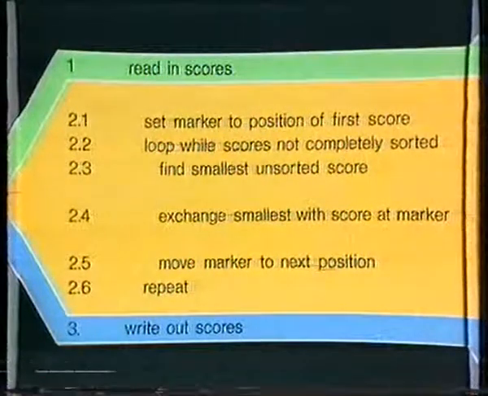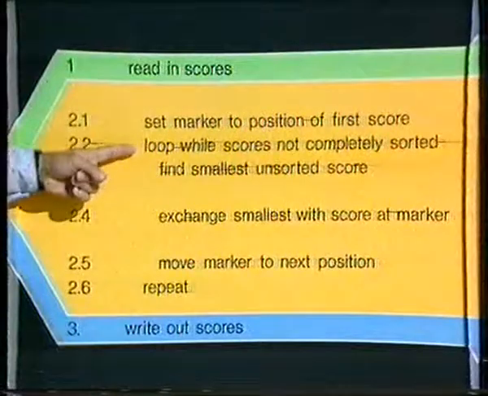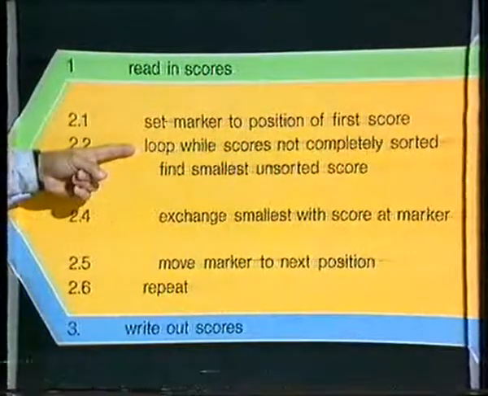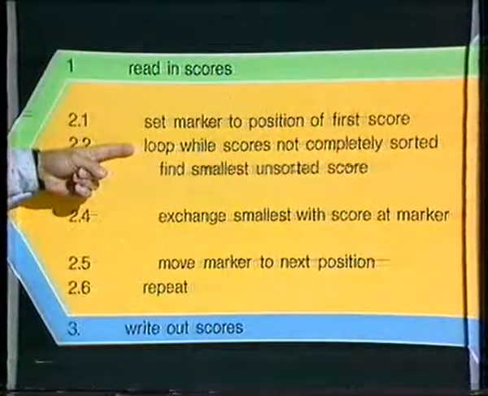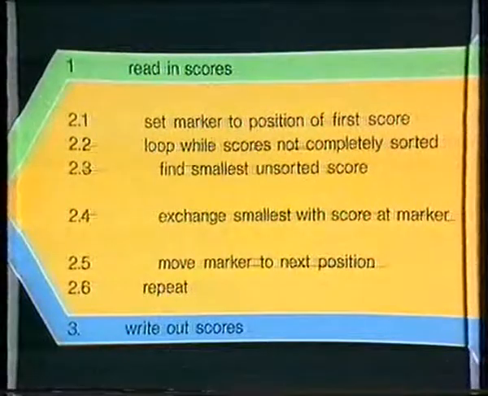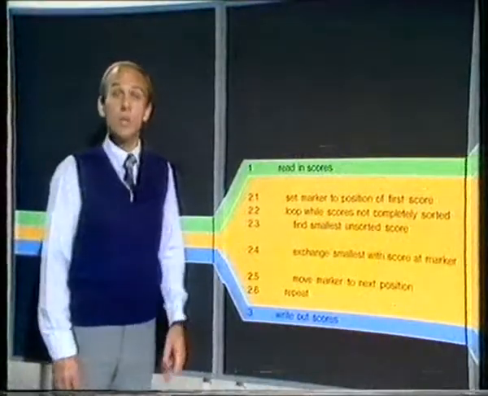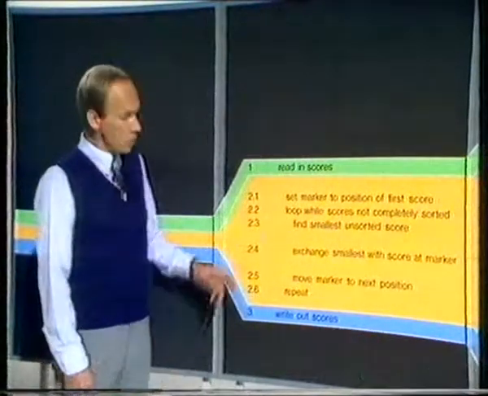Well, how many times? If you look at step 2.2, you'll see that we're told to repeat the operations within the loop while the scores aren't completely sorted. You keep on performing the actions while the job you're doing isn't completed. But we also need to specify what those activities are. Those are the steps within the loop.